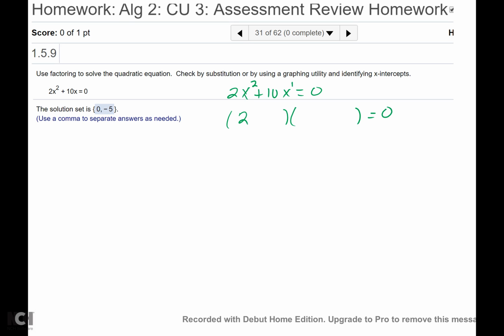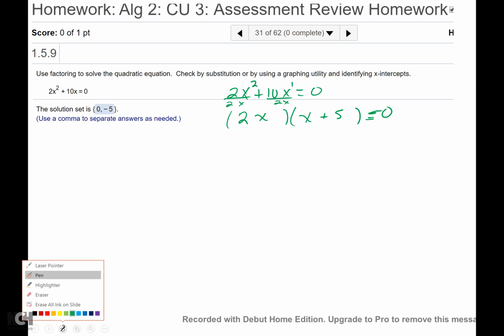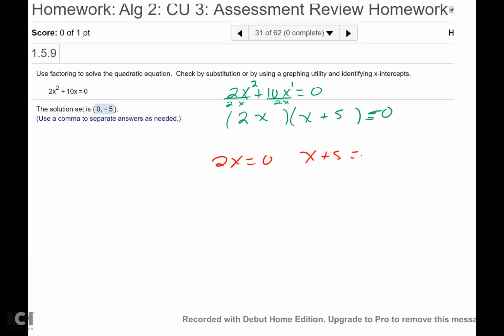These guys have a 2 in common and an x. If I factor out a 2x, that's going to leave me x plus 5 equals 0. So to turn my 2 factors into zeros, I take 2x, set it to 0, and x plus 5 and set it to 0. To get x alone on the first one, divide by 2, I get x equals 0. To get the second one, minus 5, x equals negative 5. So my solution set is 0 and negative 5.